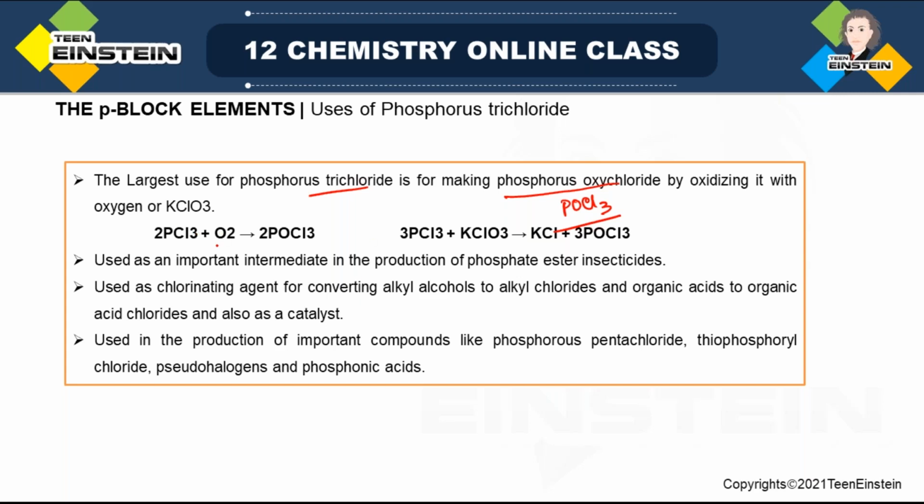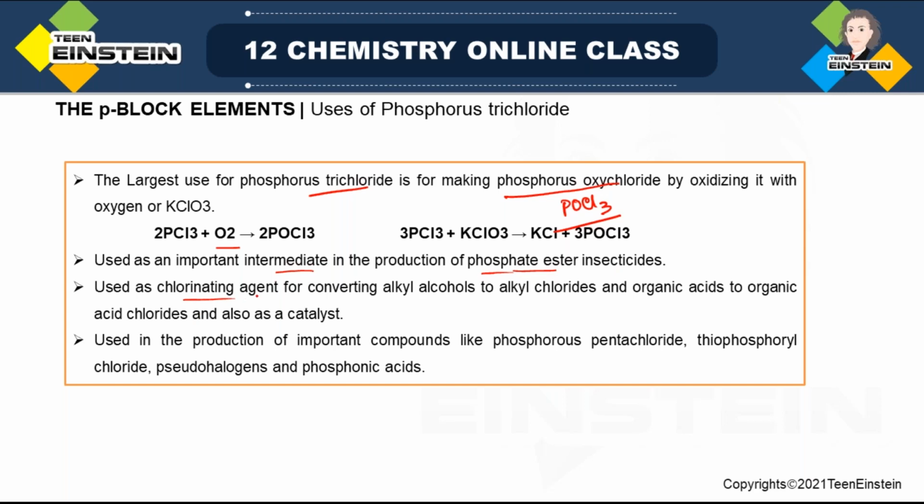So in the first equation you can see we are using oxygen directly, and you are getting POCl3. In the second case we are using potassium chlorate, KClO3, which is basically an oxidizing agent. In both cases we are getting phosphorus oxychloride. It is used as an important intermediate in the production of phosphate ester insecticides. Okay, so when we synthesize any phosphate ester insecticides, then this compound is basically an intermediate. That is, it is generated, then from it the final compound will be generated.